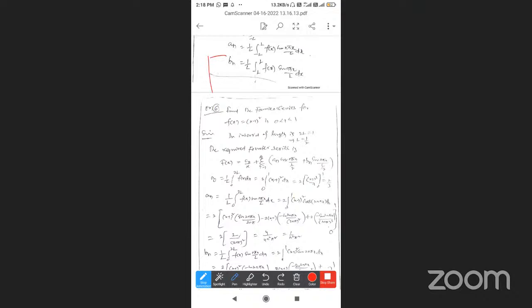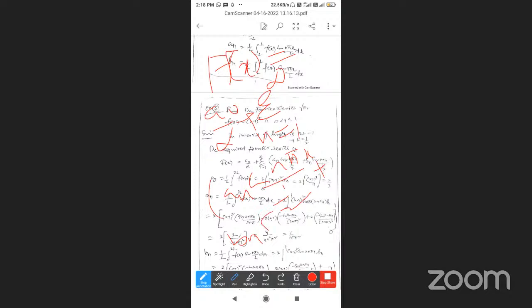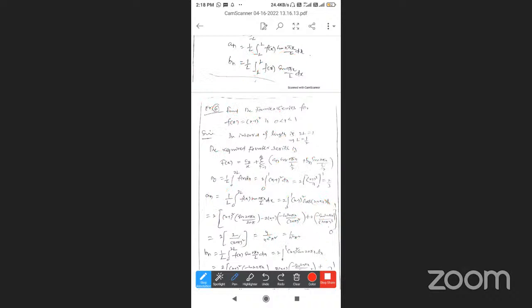Fourier series f of x is equal to a naught by 2 plus summation of n is equal to 1 to infinity of a n cos n pi x by L plus b n sin n pi x by L. Where a naught value is equal to 1 by L integration 0 to 2L f of x into dx.